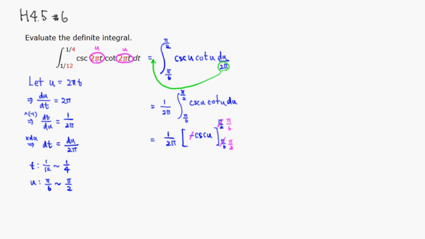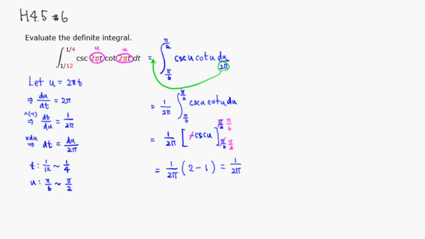So you're going to get 1 over 2 pi times the following. If you plug in pi over 6, cosecant of pi over 6: sine of pi over 6 is 1/2, so its reciprocal is 2. And then pi over 2: sine of pi over 2 is 1, and the reciprocal of that is 1. So 2 times 1, so this is just going to be 1 over 2 pi.